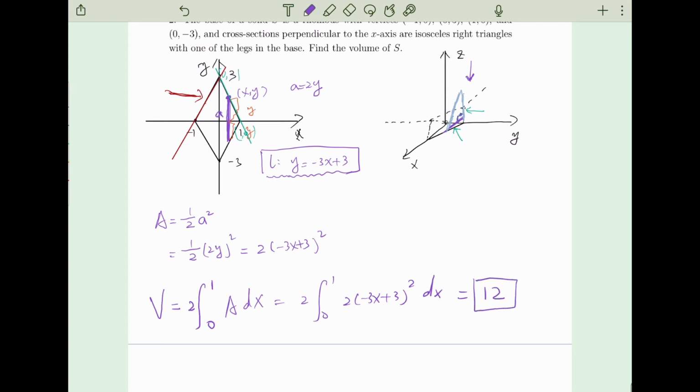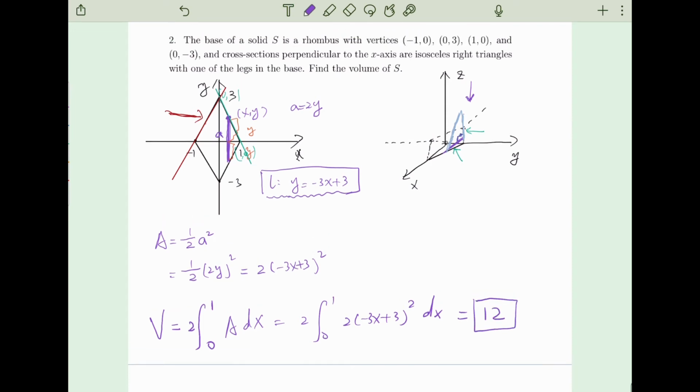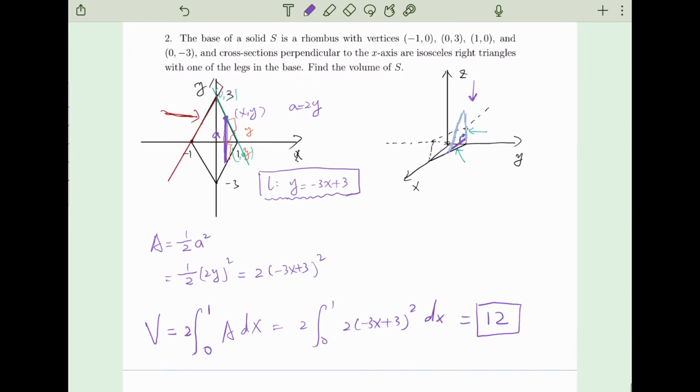Okay. Now we know how to do this question. And you see that the most difficult part is to figure out how to draw this diagram and how to use the integration to express this volume.